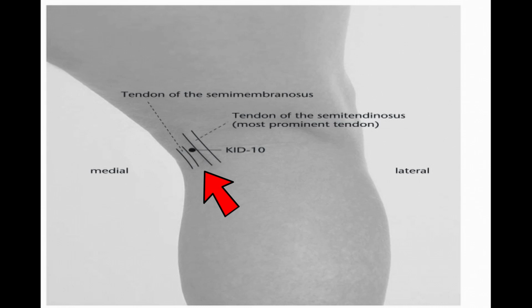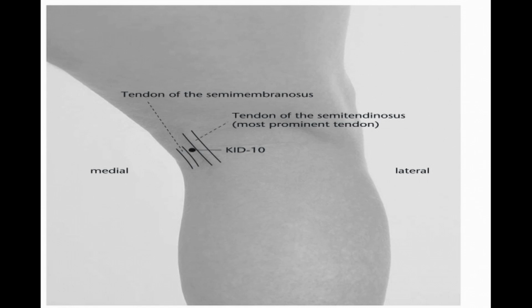So just feeling in here, you're going to find two tendons called tendons of the semitendinosus muscle and the tendon of the semimembranosus muscle. Now, they're both very close together. And now you're going to go between these two tendons and right behind the knee. This is called kidney 10. And for some of you, this is going to be a very tender spot. So just go easy in here.